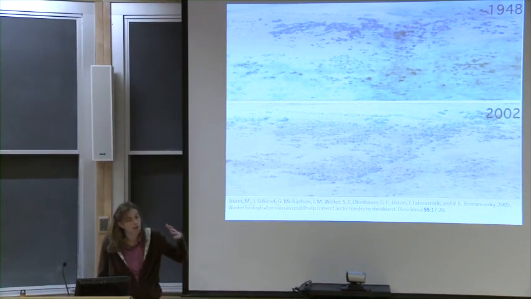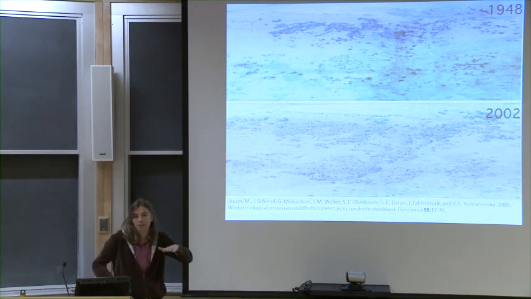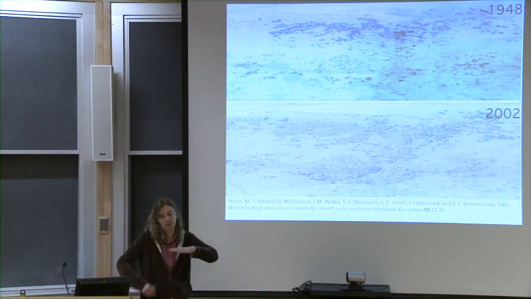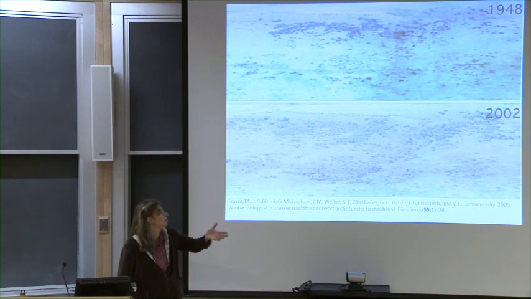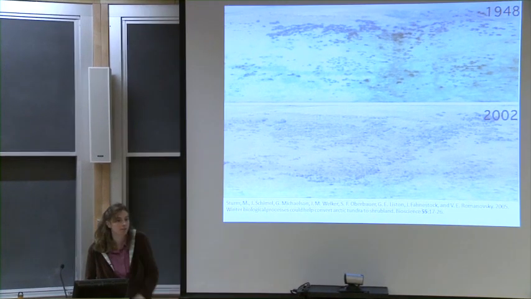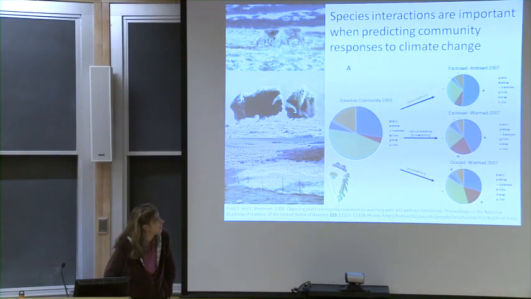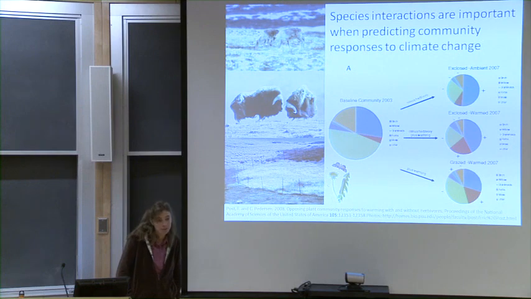There's a feedback going on here where the shrubs keep more snow, which insulates the soil and raises the soil temperature. It also increases the moisture there, which causes more shrub growth and is an example of how this transition process can go on. It's a positive feedback. But species interactions are also important in this scenario.